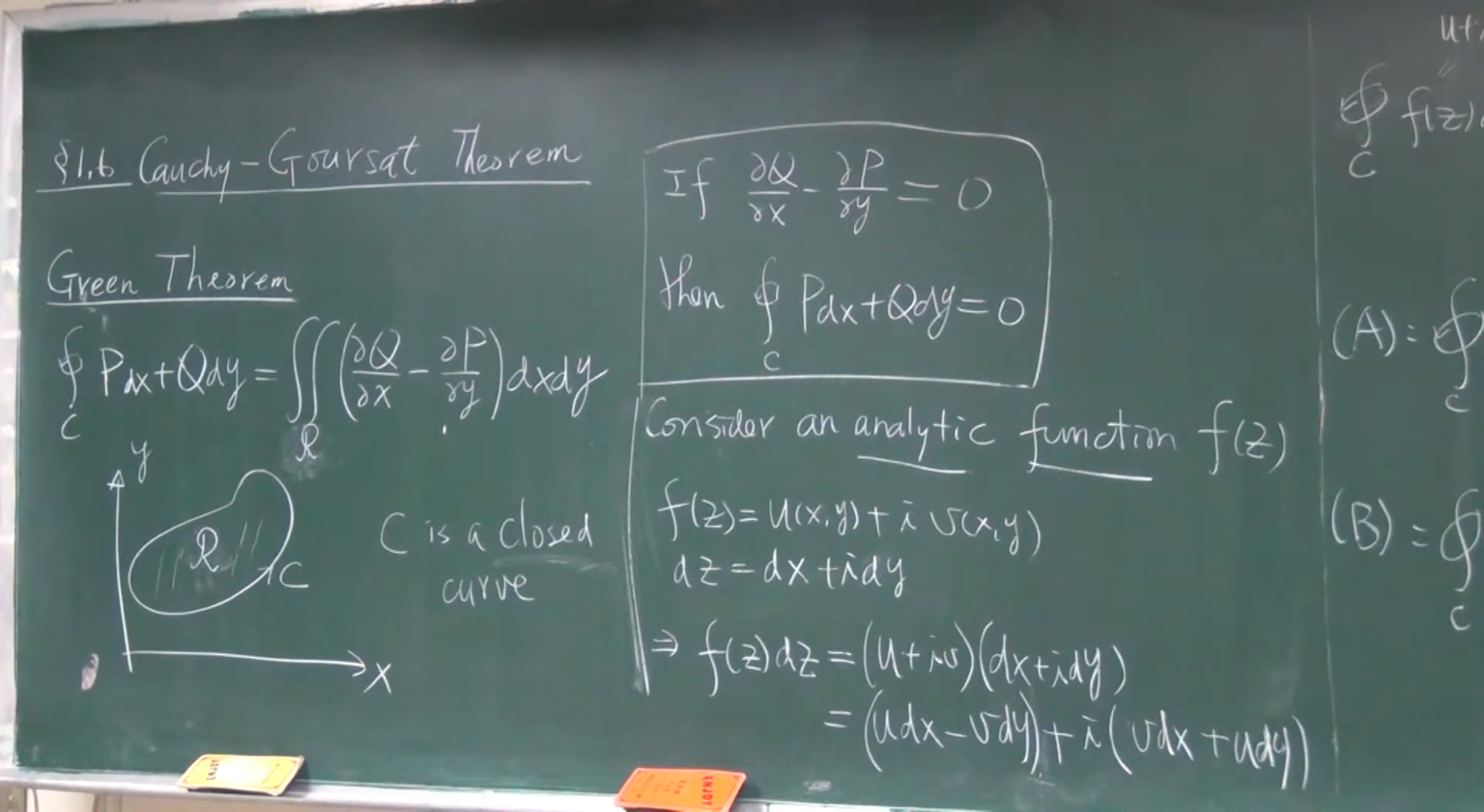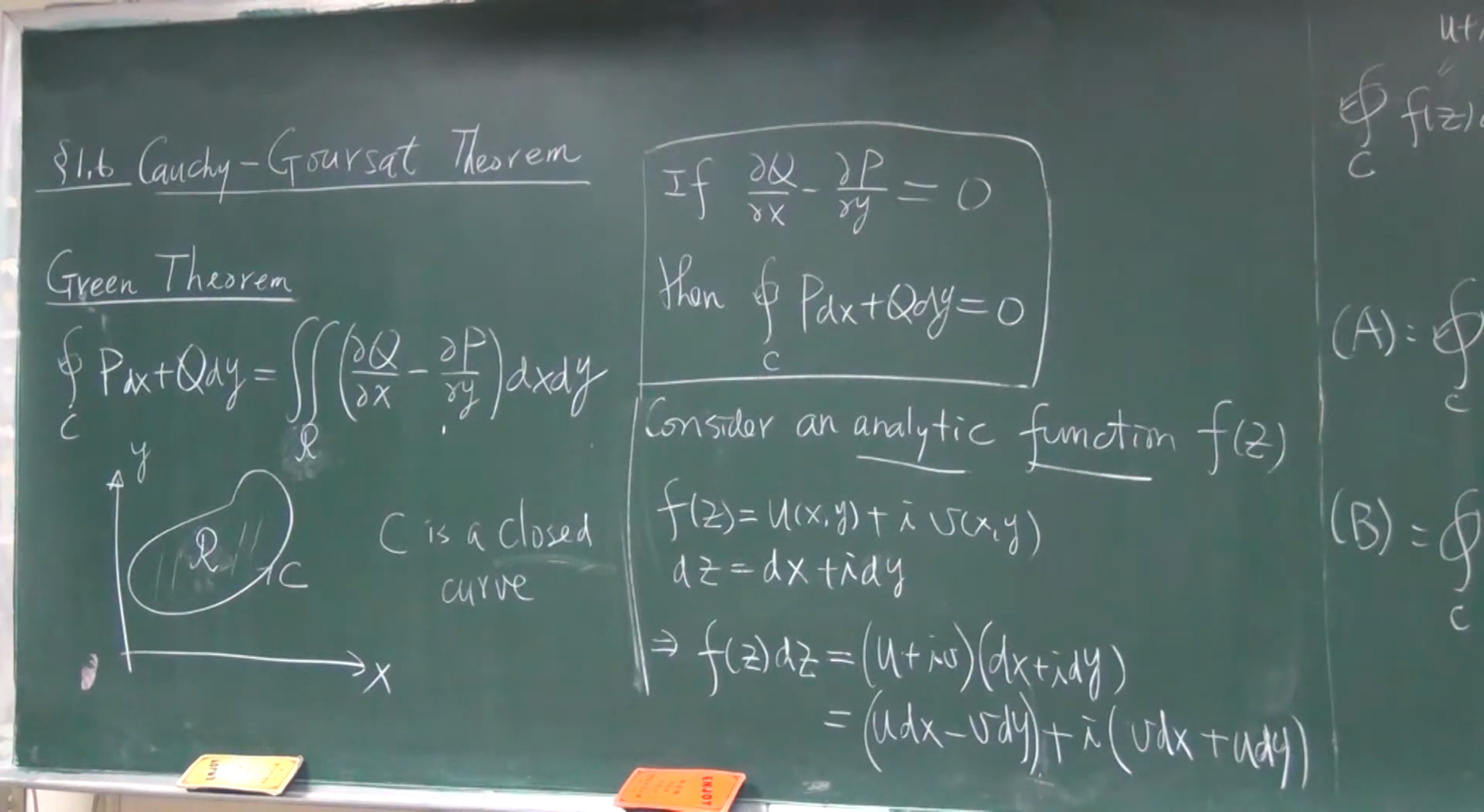This is a very important result. We will use it to prove the Cauchy-Goursat theorem later. If partial Q partial x minus partial P partial y equals 0, we have this one equals 0. So this area integral becomes 0. So as a result, the contour integral is 0 too. So if these relations hold, then this contour integral is equal to 0.